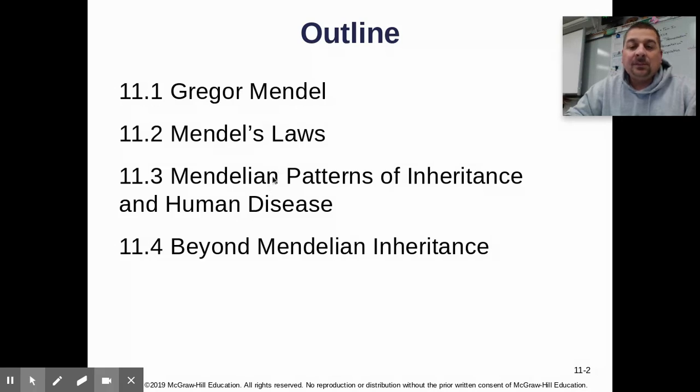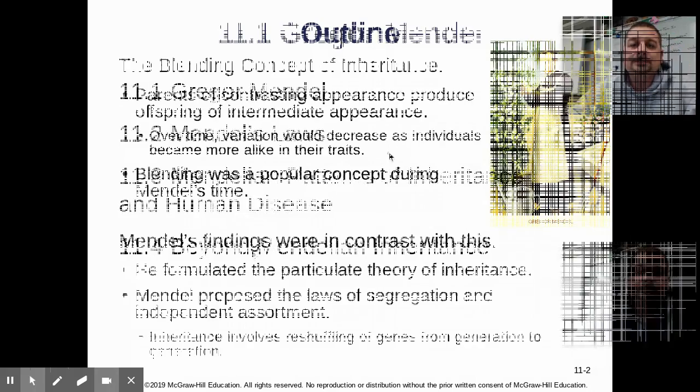The third video, we apply those patterns of inheritance to human traits and human diseases. And then 11.4, some of the traits, genetics that don't follow some of the rules that he established, kind of beyond that. So there are some exceptions to that. So we're going to split the chapter up into 4 parts.